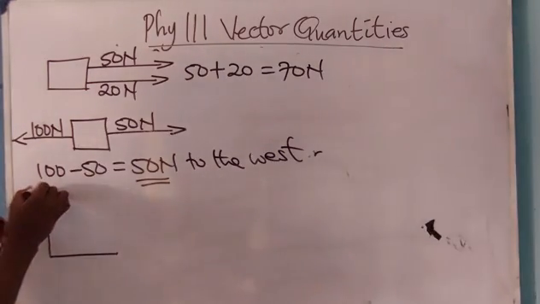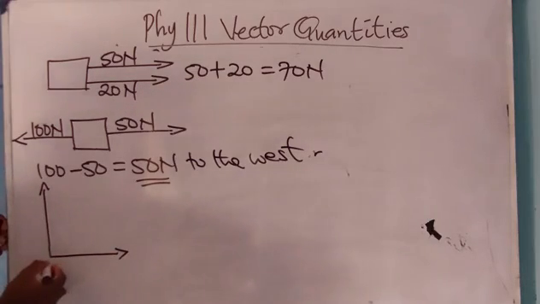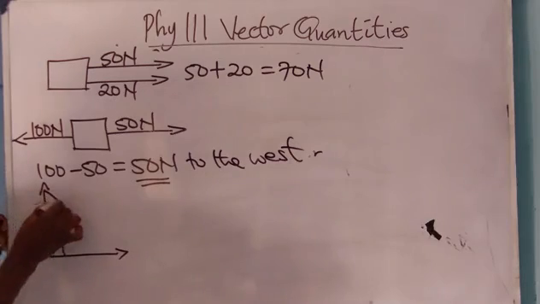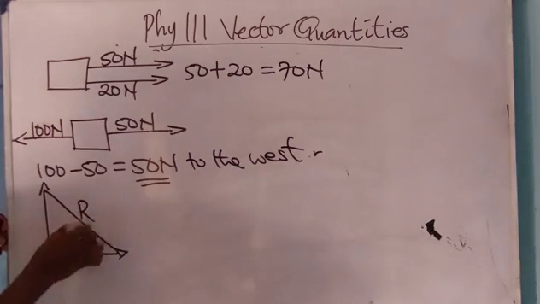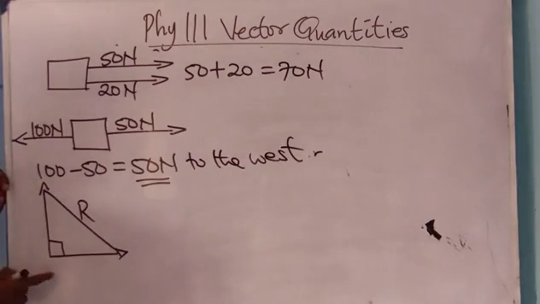When they are, one is going up and the other one is, this one is the vertical axis and this one is the horizontal axis. An angle of 90 is formed. In this case, you will use the Pythagoras theorem. We use the Pythagoras theorem when they are perpendicular to each other. Take note of that.